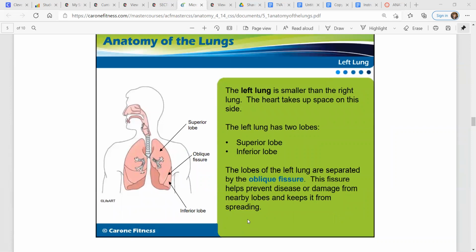Your left lung is smaller than the right lung. The heart takes up space on this side, so that's why it's slightly smaller. The left lung has 2 lobes, the superior, the upper lobe, and the inferior or lower lobe. The lobes of the left lung are separated by the oblique fissure. This fissure right here helps prevent disease or damage from nearby lobes and keeps it from spreading.